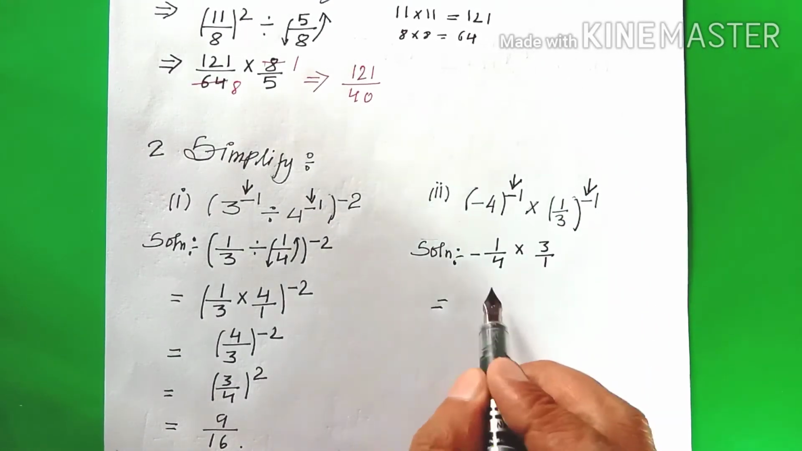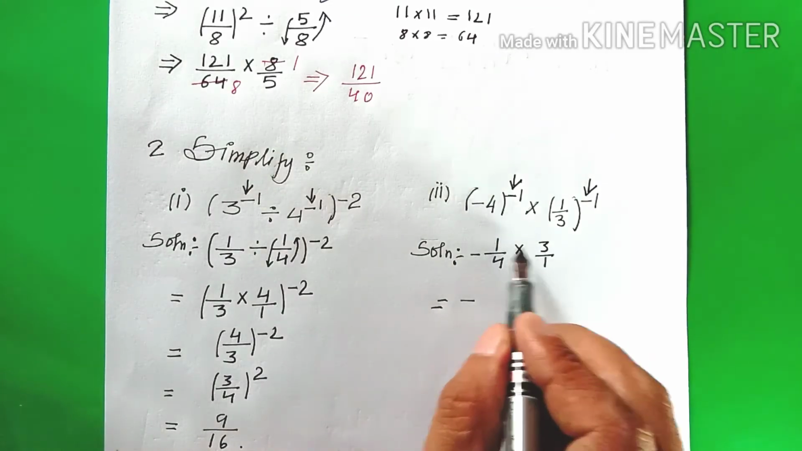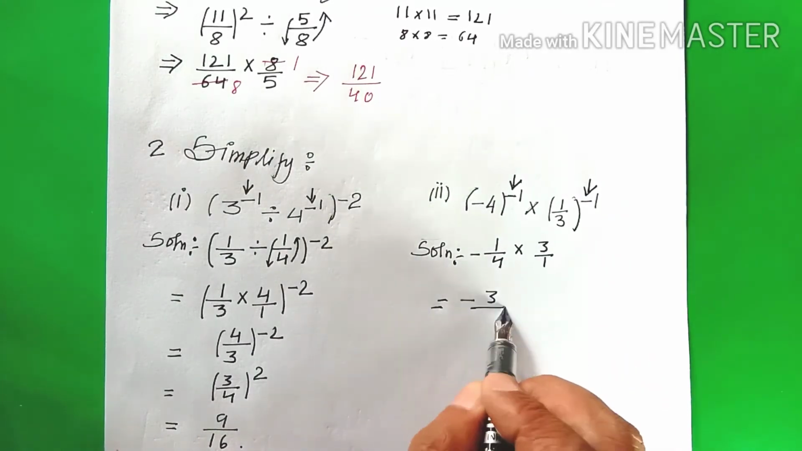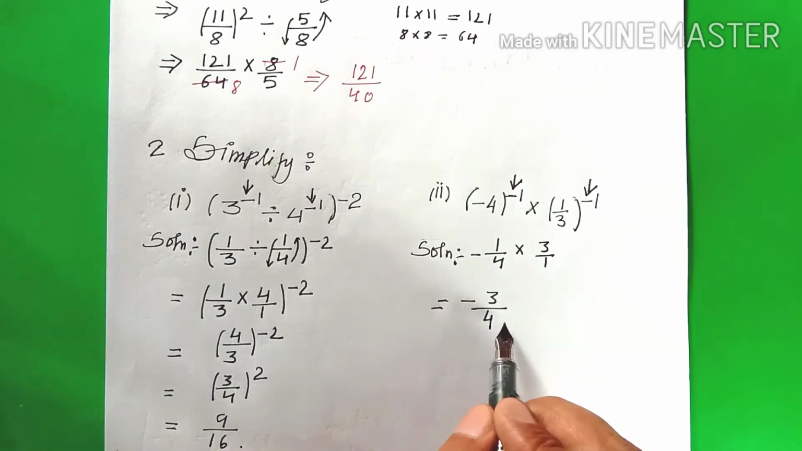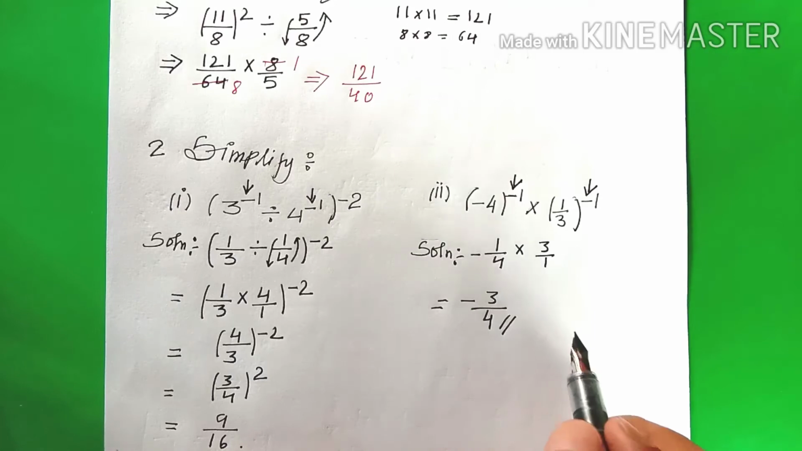Now that implies to minus 3 into 1, which is equal to 3 divided by 4 into 1, which is equal to 4. Now 3 and 4, we don't have any common factor other than 1, so that will be our value here.